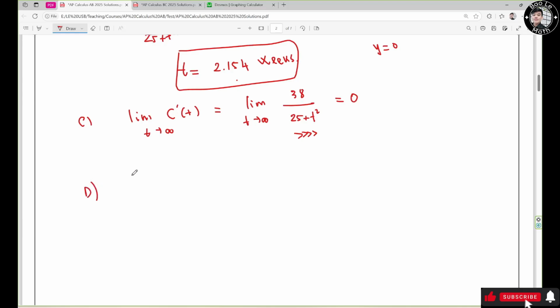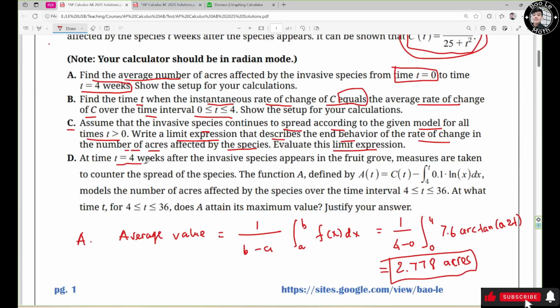Now question D. At time t equals 4 weeks after the invasive species appears in the fruit grove, measures are taken to counter the spread of the species. The function A of t equals c of t minus this integral models the number of acres affected by the species over the time interval t greater than or equal to 4 and less than or equal to 36. At what time t, for t from 4 to 36, does A attain its maximum value? Justify your answer. So even though you're allowed to use a calculator, you need to justify this one.